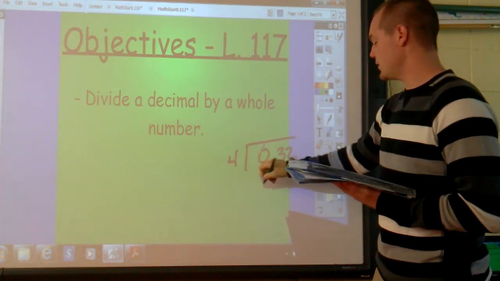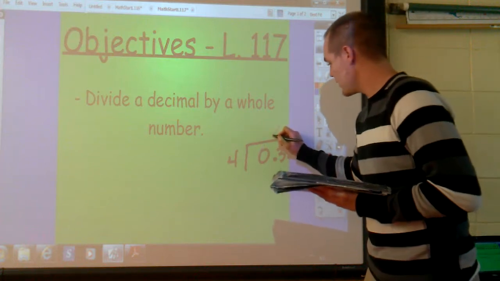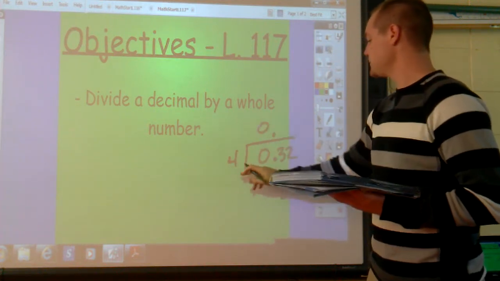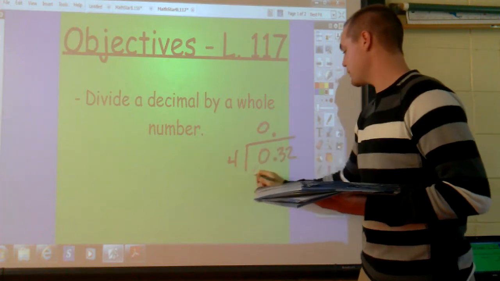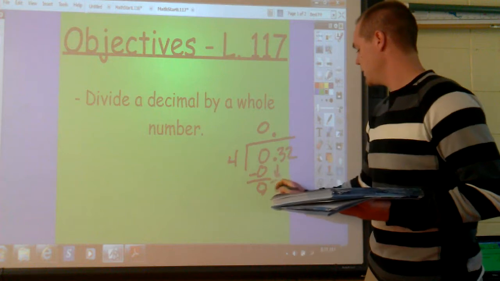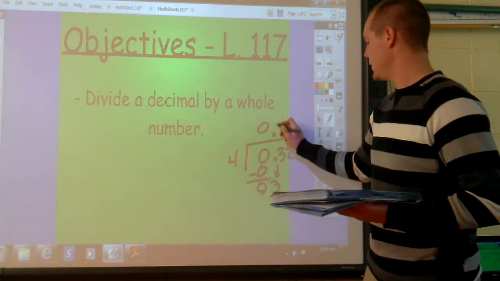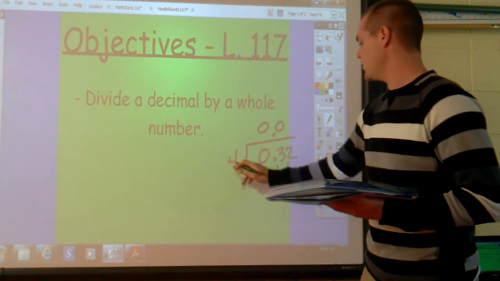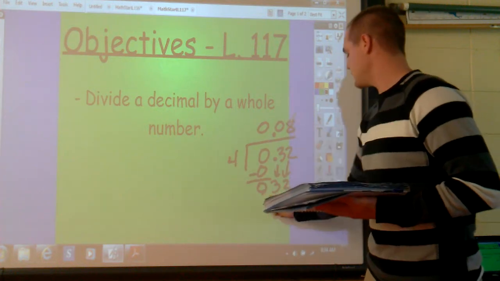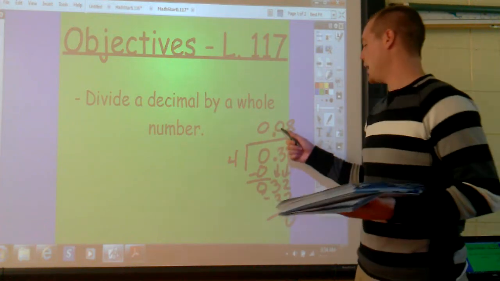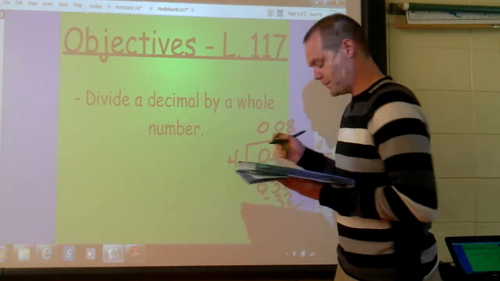So if we have 0 and 32 hundredths, your decimal point goes straight up. 4 goes into 0 0 times, and you can multiply 4 times 0 is 0 if you want to. You bring the 3 down. 4 times what is 3? It goes in there 0 times. Bring the 2 down. 4 times 8 is 32. You end up with an answer of 0 and 8 hundredths.